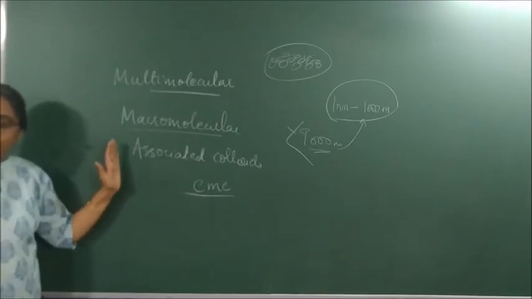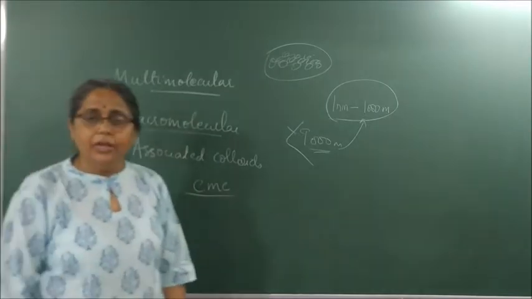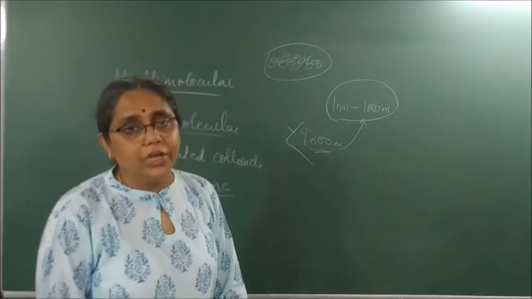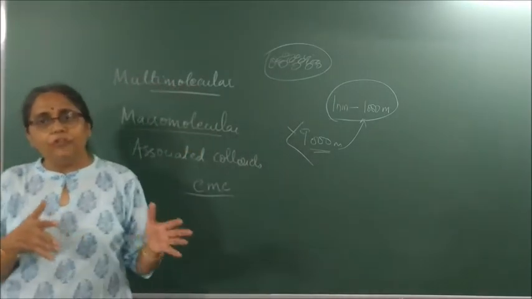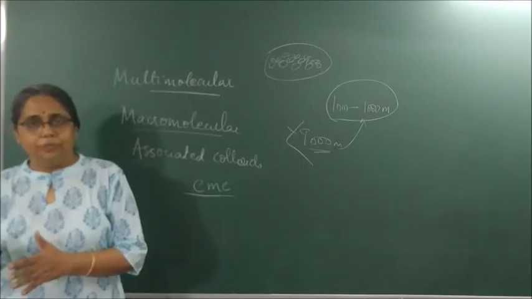So we will read this part first. So we have classified three types of colloids. First, on the basis of the nature of dispersed phase and the dispersion medium.